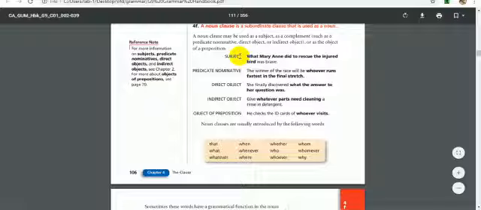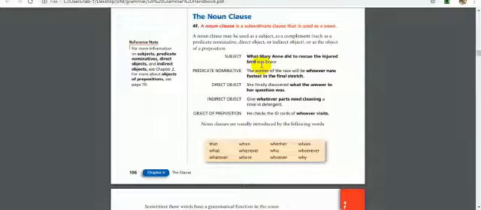That's in case it is a subject. What Mary Ann did to rescue the injured bird was brave. The whole bold black phrase here is subject. What Mary Ann did to rescue the injured bird. And it has here this verb, the linking verb, was.